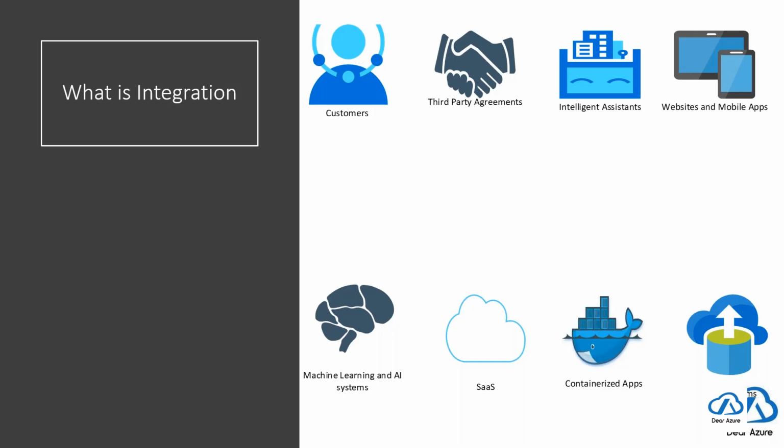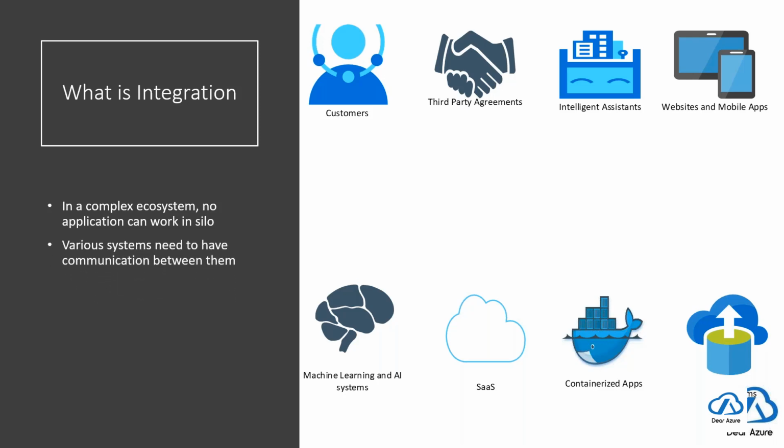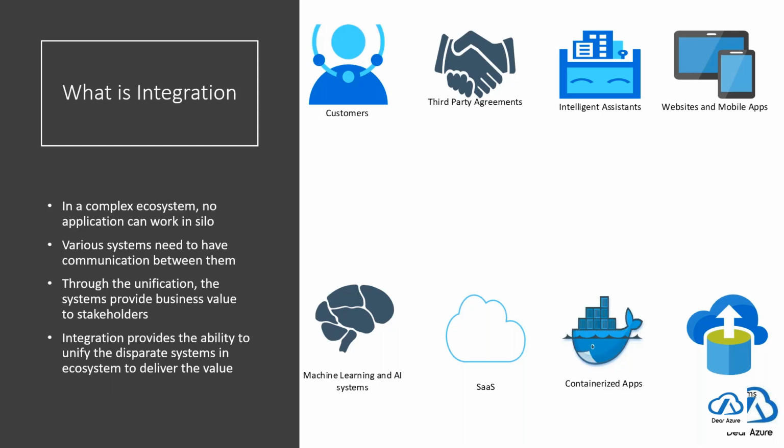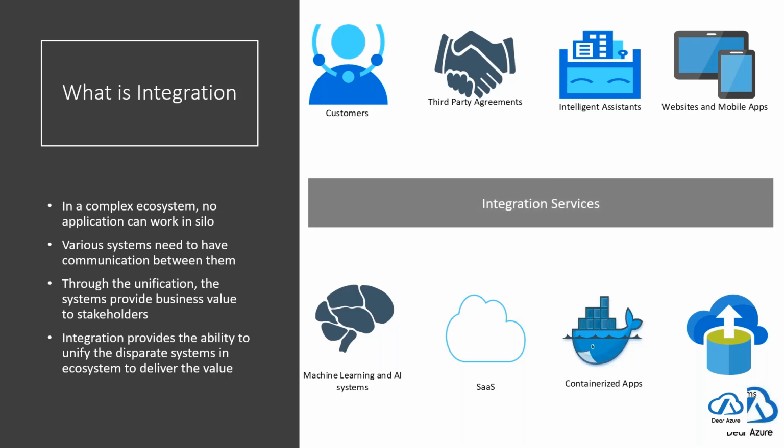In such a complex ecosystem, none of the applications or blocks that we have seen just now can work in silos. These systems need to communicate with each other, and through this unification, the organization can provide business value to its stakeholders. So integration in a nutshell provides the ability to unify these disparate systems, make them function as one, and deliver the required business value. Simply summed up, integration services stand in between the front-end applications and the back-end applications, and they talk to each other through integrations.